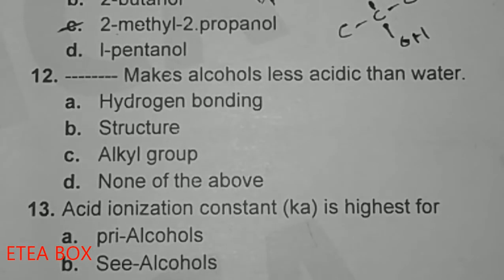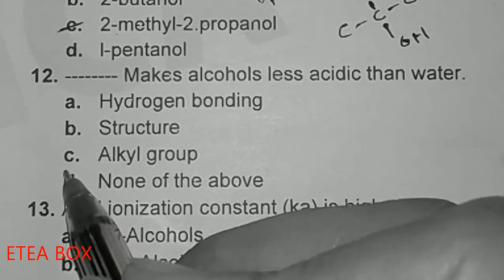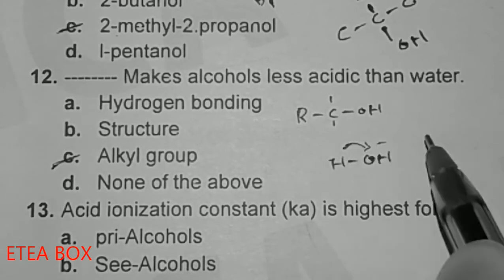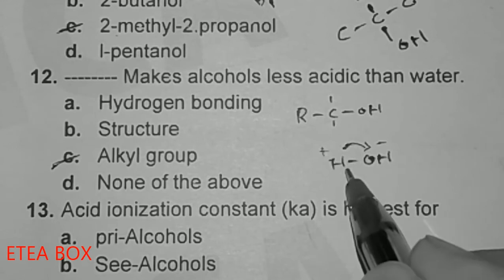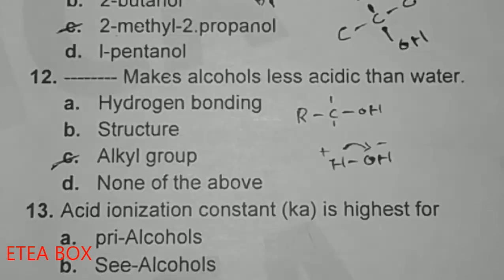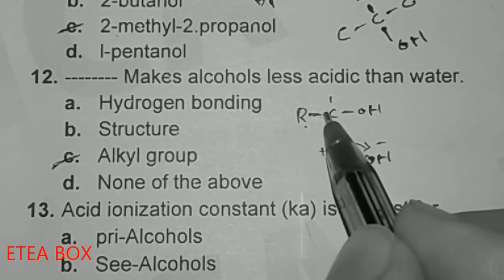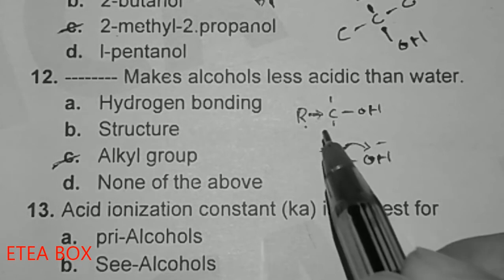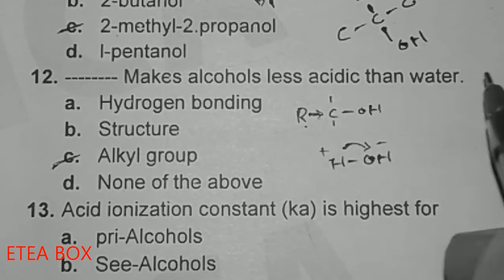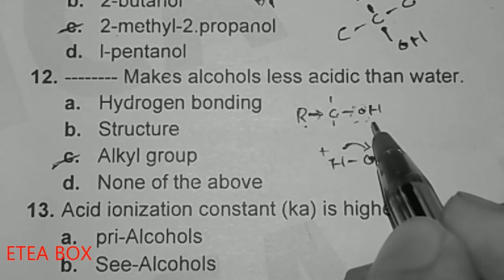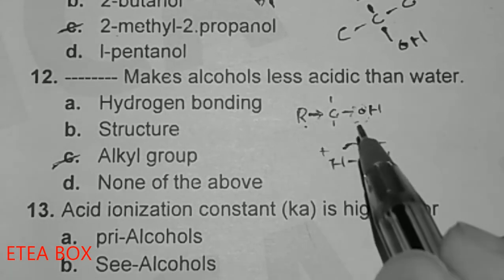Alkyl group makes alcohol less acidic than water. Now if you want to find the acidity of both, look at here, this one will take its electron and hydrogen will be released from water. Now look at here, an alkyl group is attached to the alcohol. What will happen? This alkyl group is an electron donating group. So due to this, the electron density around the oxygen increases, and this density makes the oxygen more electronegative.